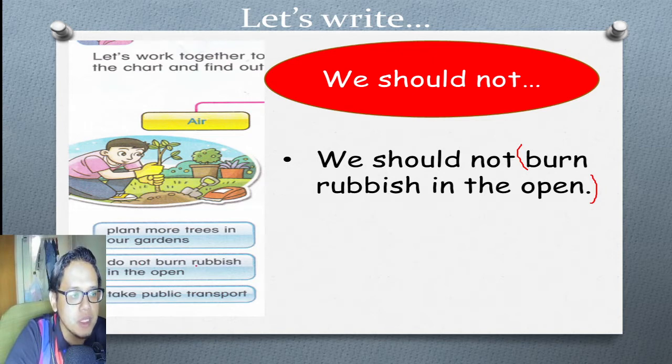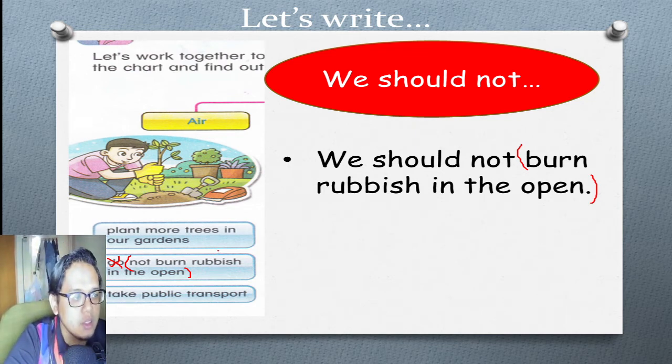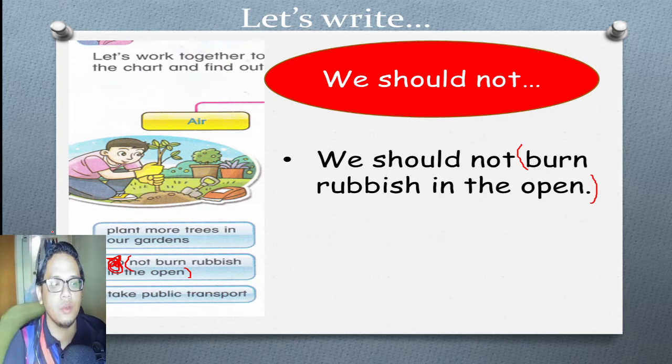Now remember, when we take we should not, don't take the word do. No more do. We should not, not we should do not. No, it's wrong. When you write we should not, it means cannot already. So what you do is you just say we should not burn rubbish in the open. That's it. Remember, the word do is no more, no need to write. We should not burn rubbish in the open.